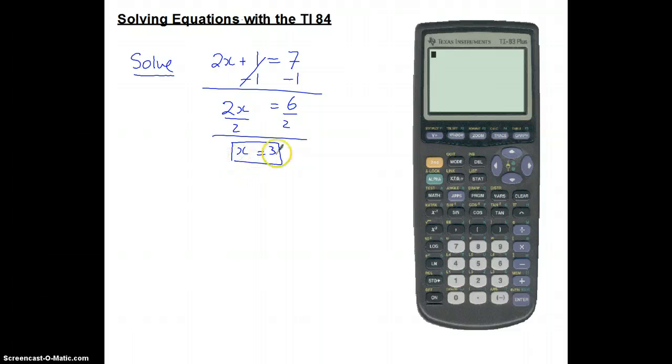Let's just quickly check that that's correct. Substituting x equals 3 back into here. 2 times 3 is 6, plus 1, 7. That definitely seems correct. But let's just have a look at how our graphic calculator can help justify that.